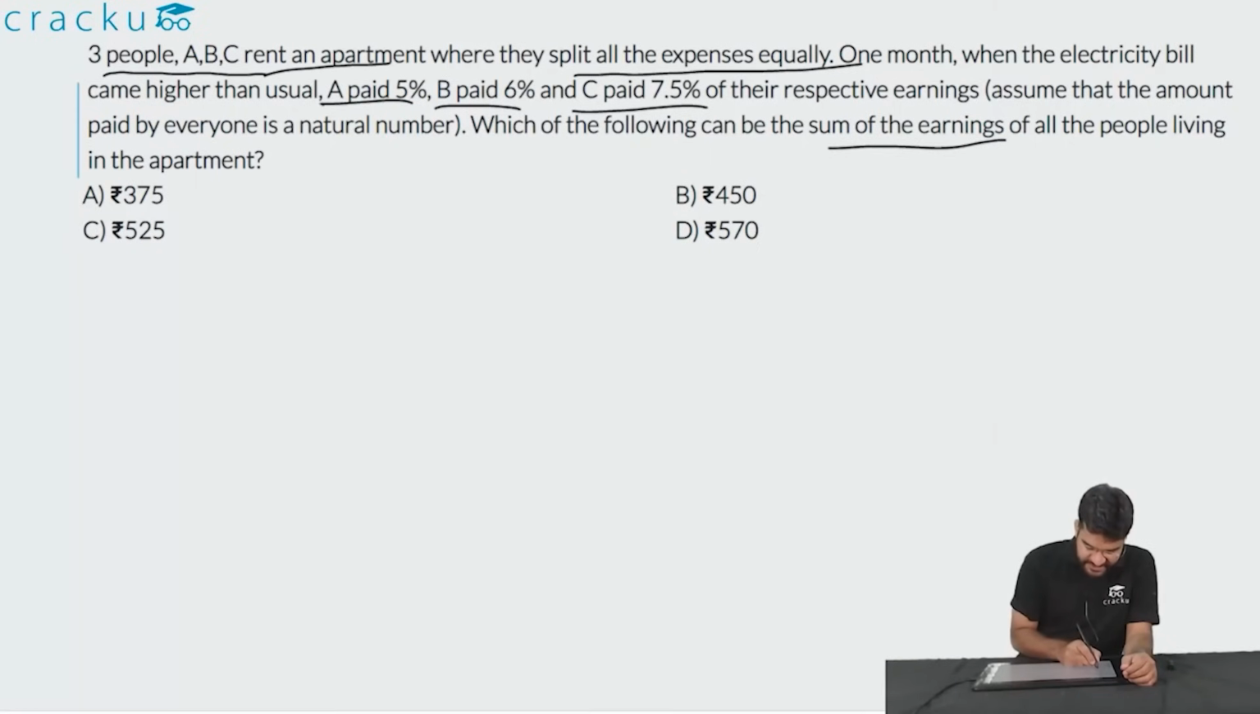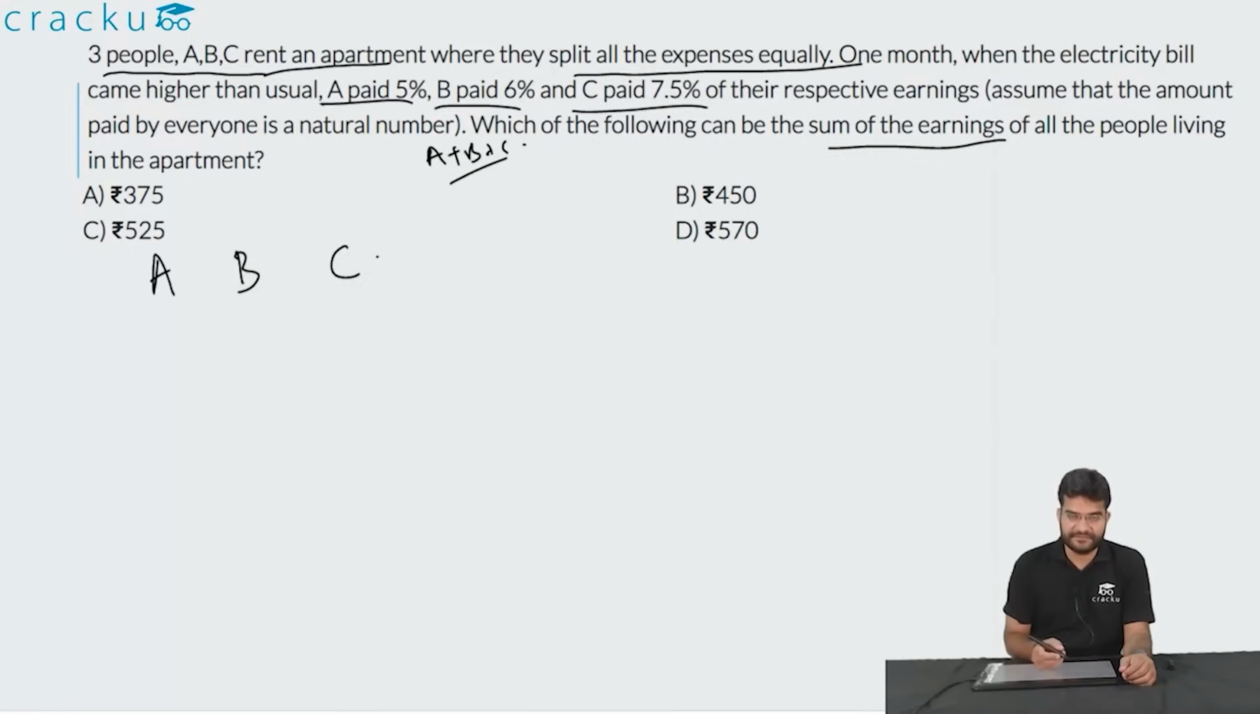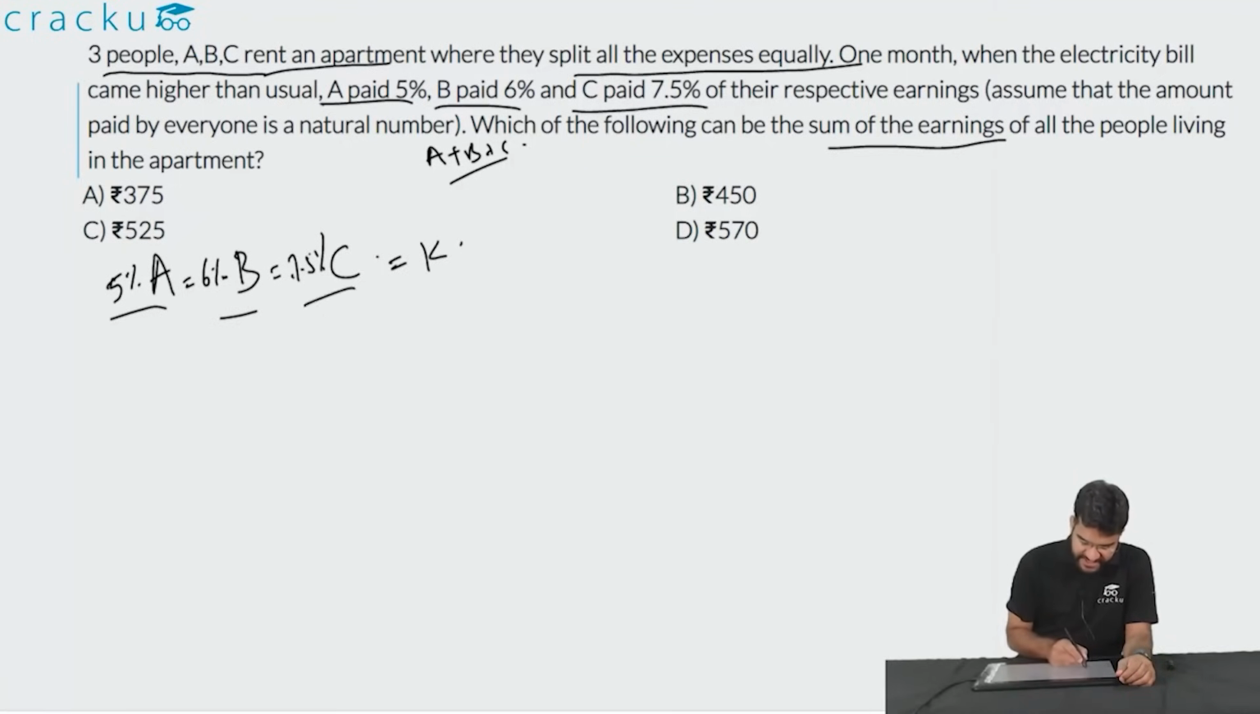So let us assume that the salary of A is A, salary of B is B and salary of C is C. So we are required to find out the value of A plus B plus C. That is, which of the four options given can be the value of A plus B plus C. We are also told that 5% of A is equal to 6% of B is equal to 7.5% of C. This is the amount that each one of them pays for the electricity bill. Let this be equal to K. Now we are told that each one of them is a natural number, that is K is a natural number.